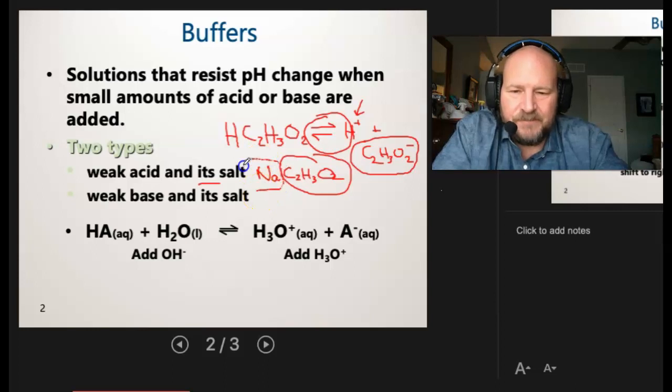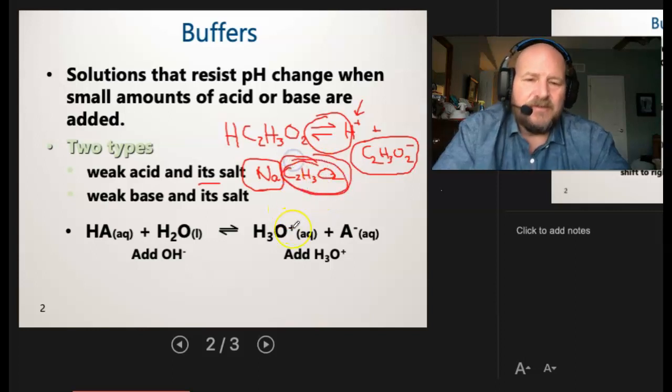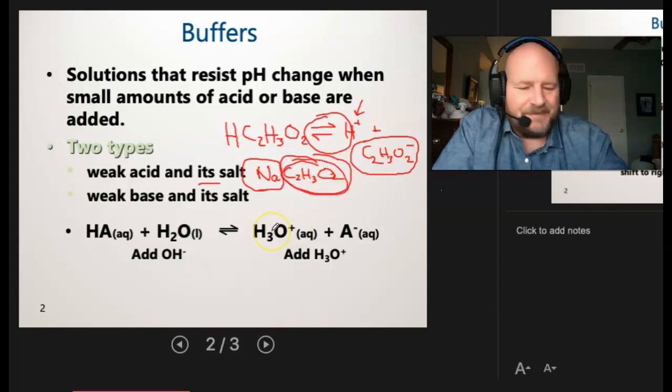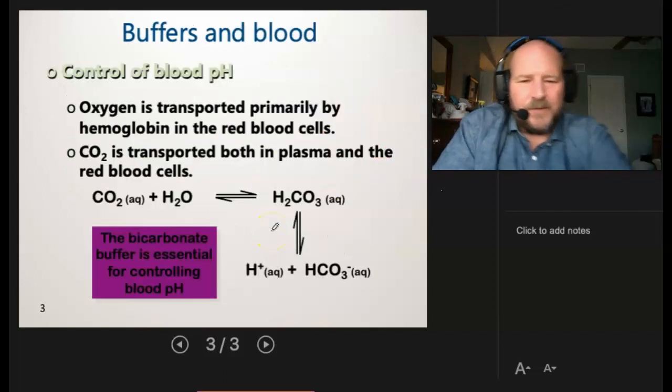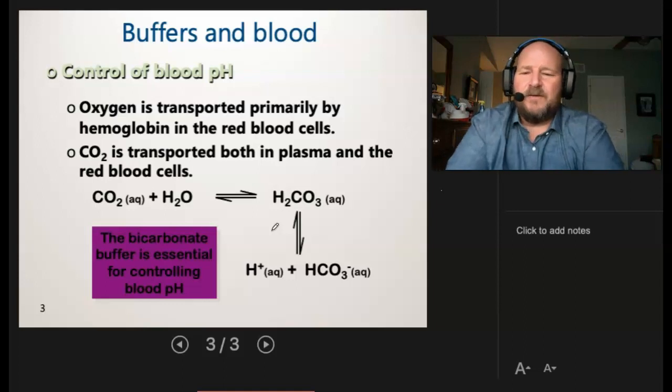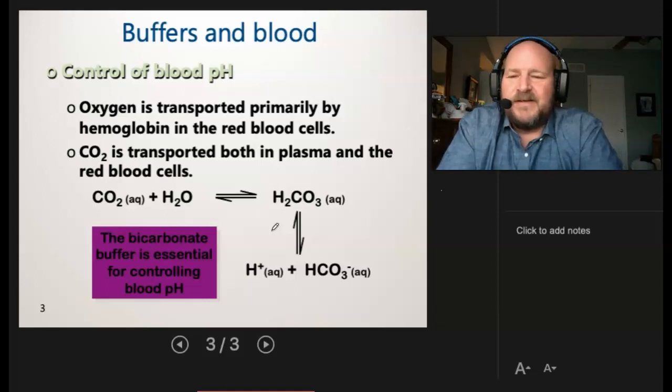The sodium, in essence, will not affect the pH, but will add an extra molecule of acetate to the solution. Now, where do we use this, or why do you need to worry about it? Well, the most common place where we see a buffer system is going to be in our blood.